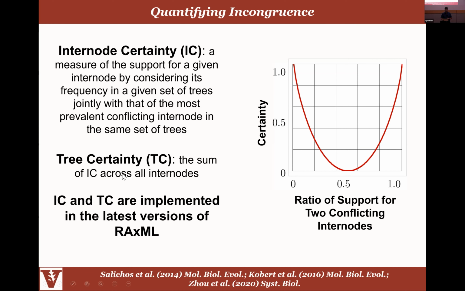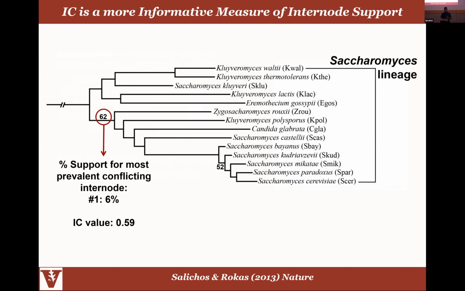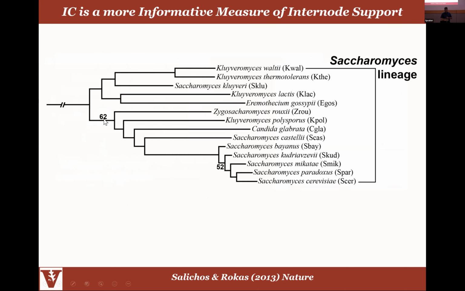You can calculate the same concept for the entire tree by summing all the internode certainties across a phylogeny. Let me give you an example of how that's useful. It takes us further from what a simple gene support frequency would give us. Here are two branches with gene support frequencies of 62 and 52. This branch is supported by 62% of genes. This branch is supported by 52%, right? At face value, we would say these are very, very similar. You wouldn't have a strong opinion for the validity of one over the other.